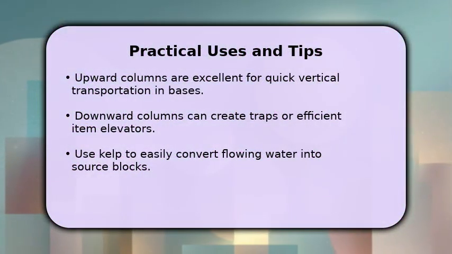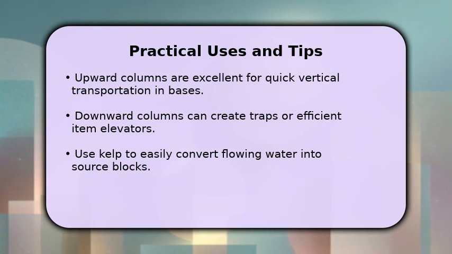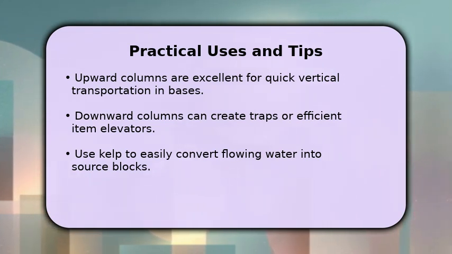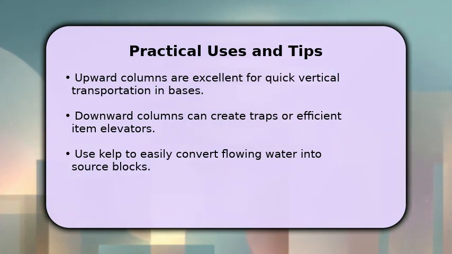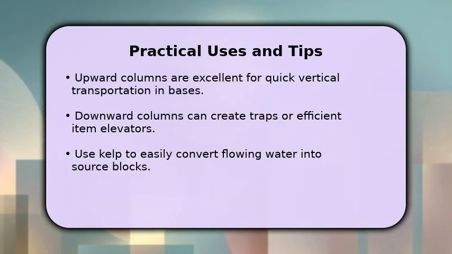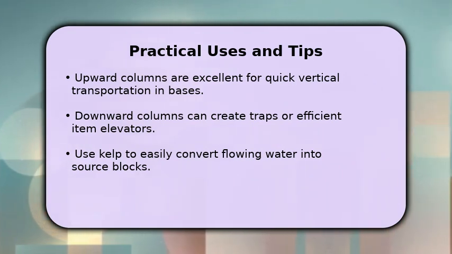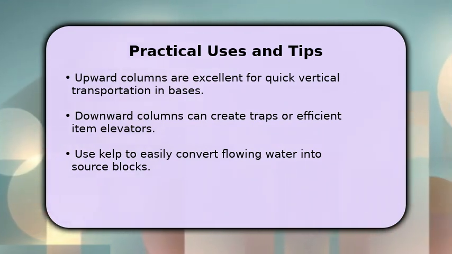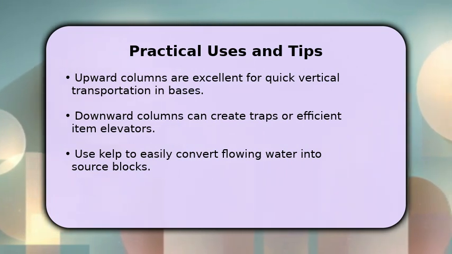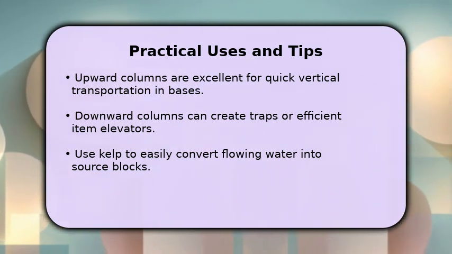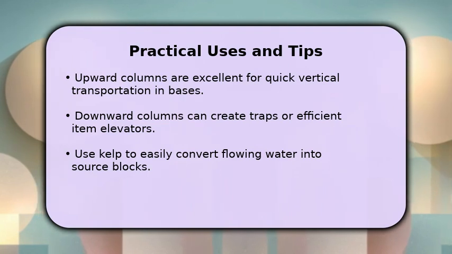Bubble columns offer many creative possibilities. Upward columns are perfect for fast vertical travel, allowing you to ascend quickly through multiple levels of your base. Downward columns can be used for unique traps or even as a compact item elevator system. A helpful tip: place kelp in flowing water to quickly turn it all into source blocks, then break the kelp. Experiment with different column heights and widths to achieve various effects in your builds.